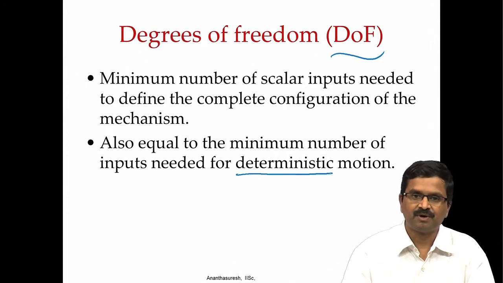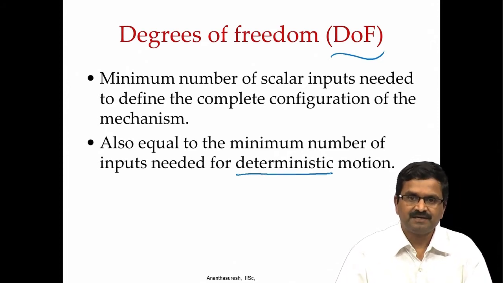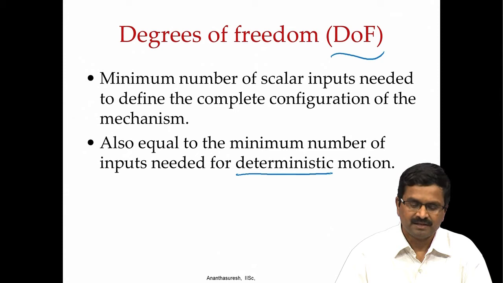The word deterministic here is important because that is exactly what we want mechanisms to have. There is no random motion. If you give as many actuations as the number of degrees of freedom, then you know the position, velocity and acceleration of every member in the mechanism. This is what we learned for rigid body mechanisms or rigid body linkages.